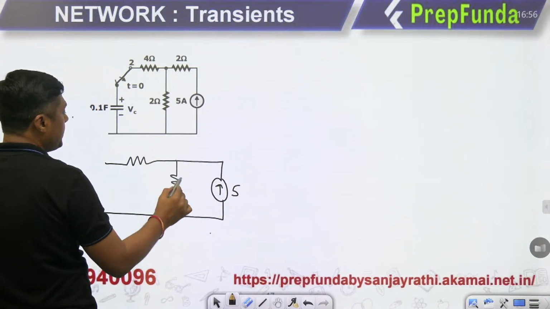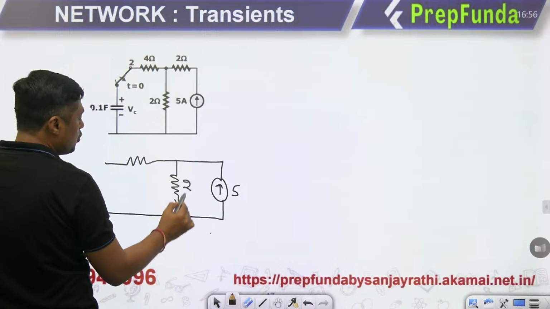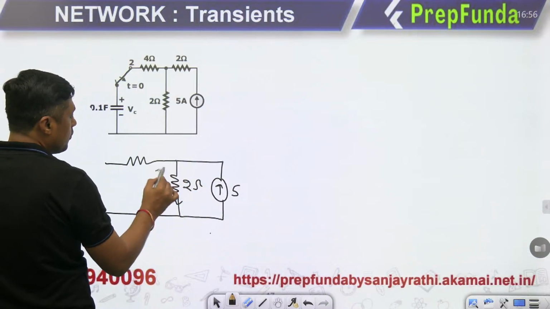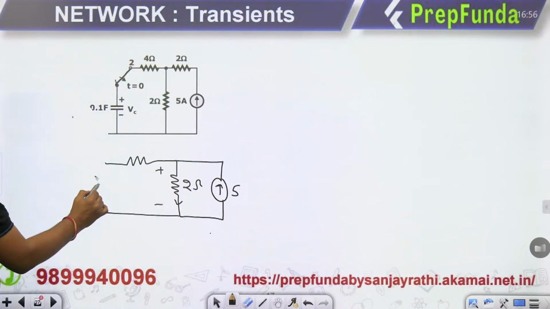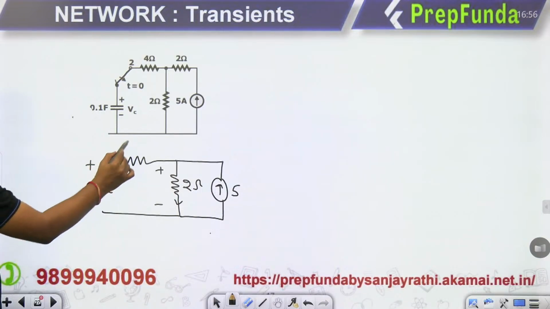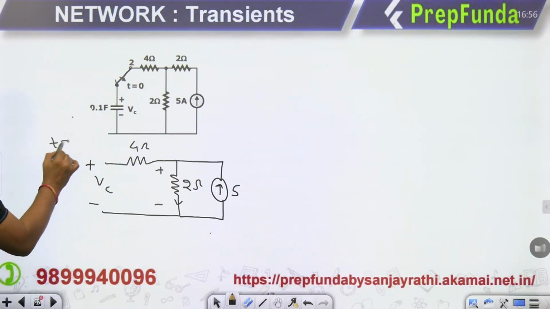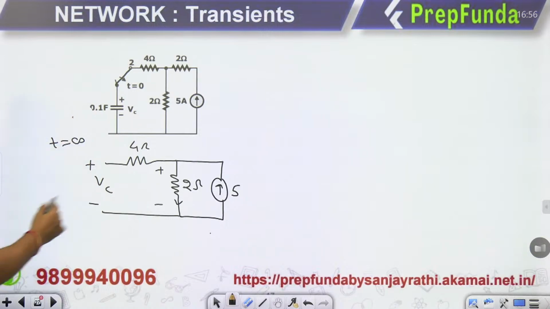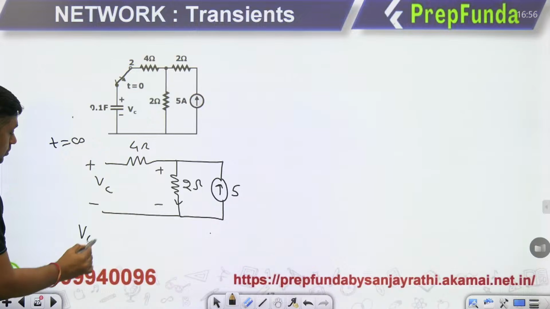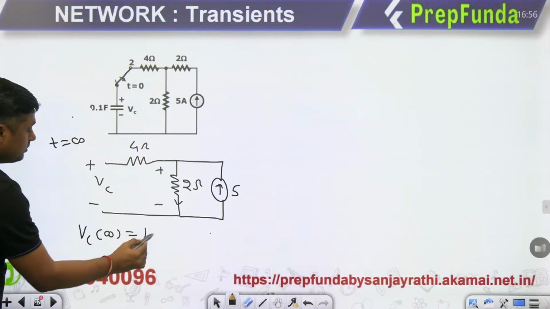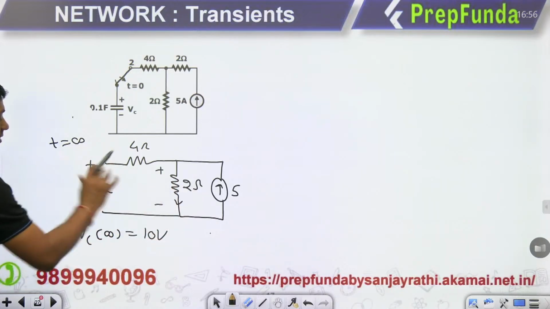This 5 ampere current will pass through this 2 ohm resistor. So what is the voltage across the capacitor? Because there is no drop across the 4 ohm at t equal to infinity. Under steady state, the capacitor acts as an open circuit for DC transient. So 5 into 2, 10. At infinity it will become 10 volt. 5 into 2, that will become 10 volt.